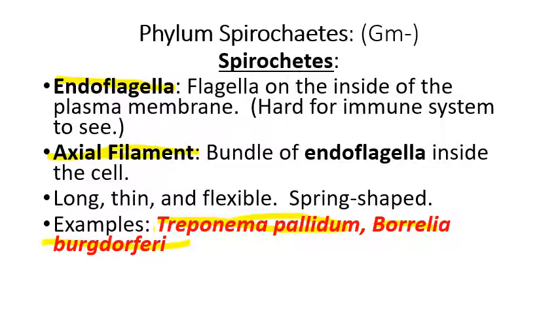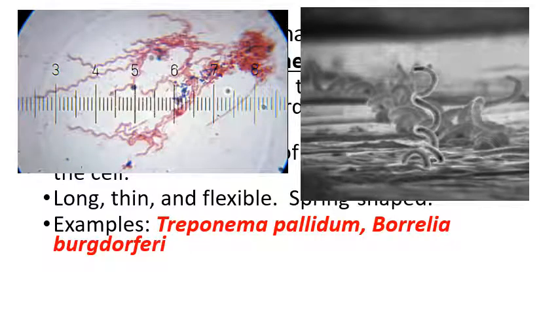Bell's palsy is a neurological disorder that suddenly causes half of your face or sometimes half of your body to become limp, as if you were having a stroke. It kind of looks like you're having a stroke when you're not. Bell's palsy is mimicked by Lyme disease. Lyme disease is caused by the bacterium Borrelia burgdorferi, and it is a spirochete.